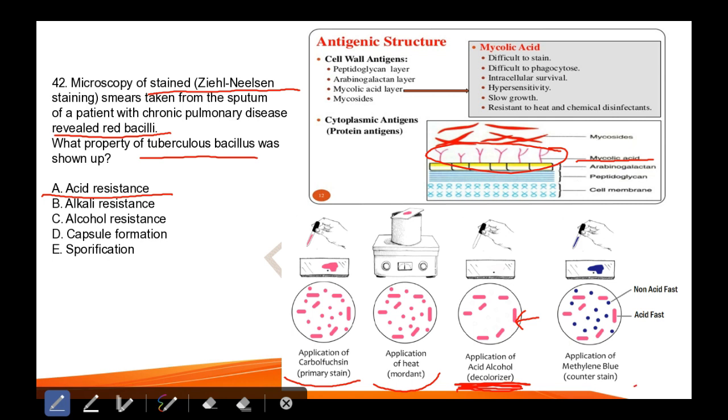And we used methylene blue here to stain the non-acid-fast bacteria blue and to let us differentiate between the acid-fast bacteria, which do not lose their stain, and the non-acid-fast bacteria, which stain very easily because of the lack of the waxy layer.